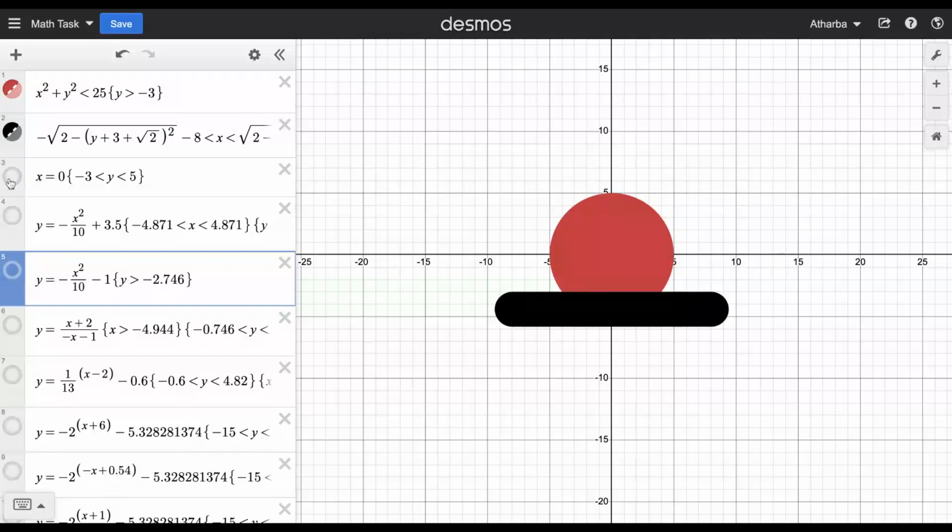The third equation is a vertical line, x is equal to 0. To create a basketball line, it has a limit y is greater than -3 and less than 5 to be inside the circle with a radius of 5.